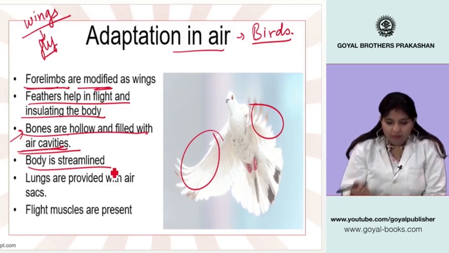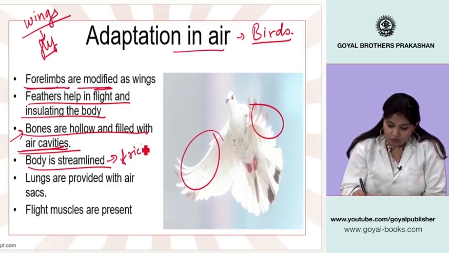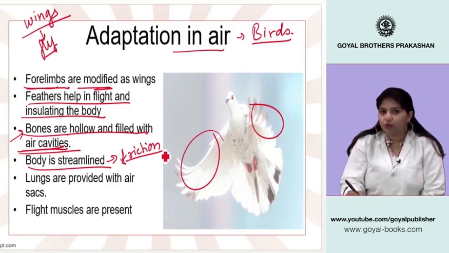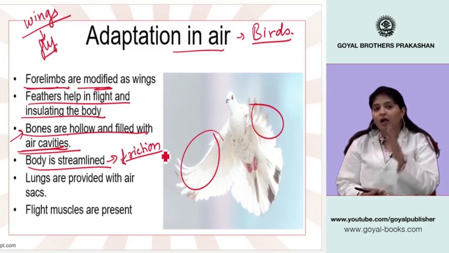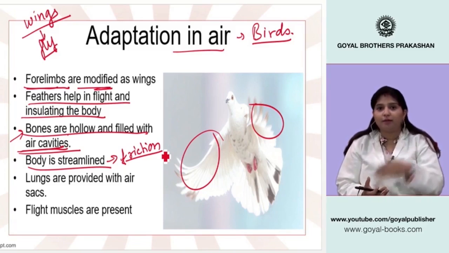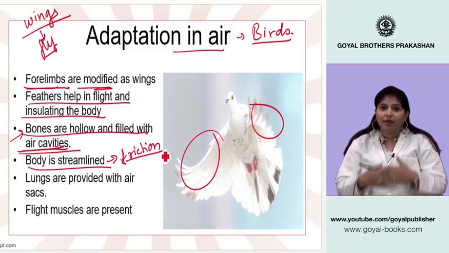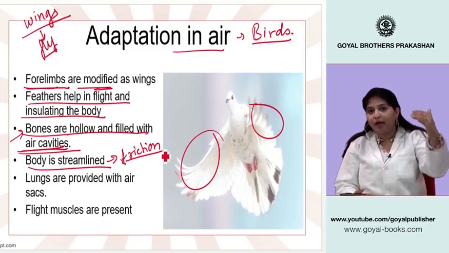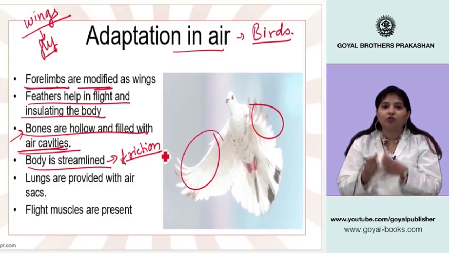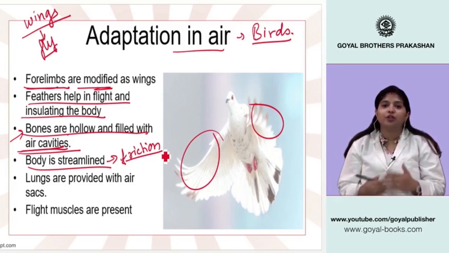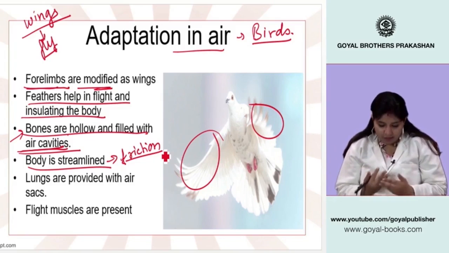Then the body is streamlined. Again, the reason is to reduce friction and make their flight smoother. Their body is streamlined, right? Although they face less friction as compared to the fish, whenever they are airborne, they are at some height, and at that point they need a streamlined body so as to cut off the friction which they receive because of the air currents, right?